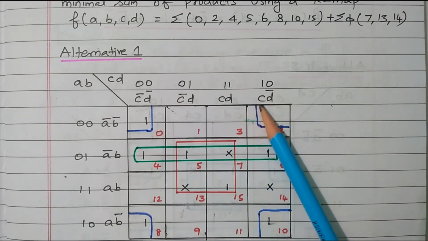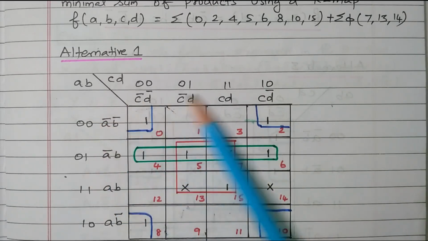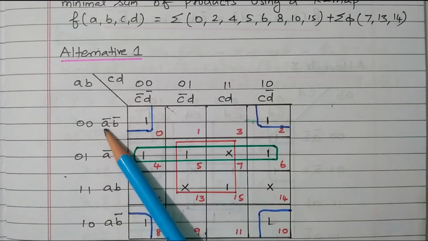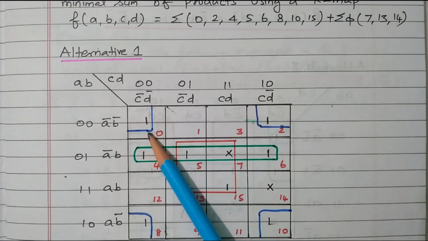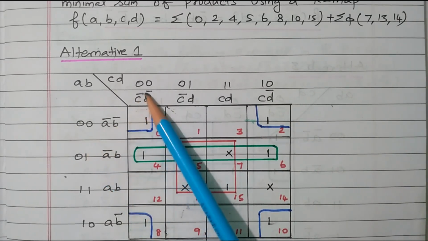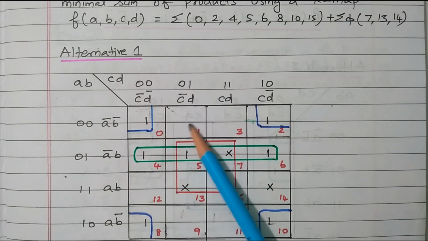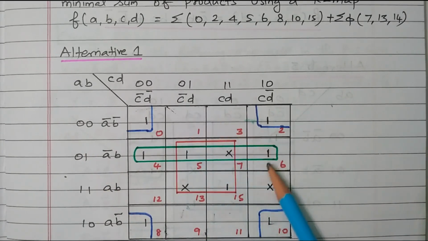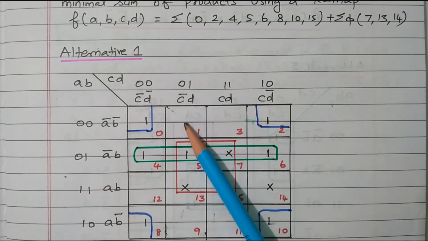Now we have marked the 4 variables A, B, C, D. The first cell is nothing but A bar, B bar, C bar, D bar, otherwise 0 0 0 0. That is the first cell. The second cell is A bar, B bar, C bar, D, otherwise 0 0 0 1. Like that we can mark the given function.